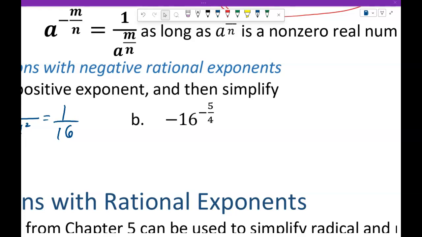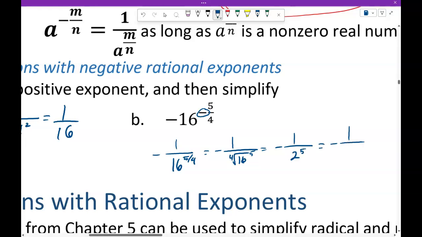Now here, again, pay attention, that negative is not part of that base. And so we'll use the negative exponent, and we'll say, okay, we have negative 1 over 16 to the 5/4 power. So we wrote the reciprocal of 16, which is 1 over 16. Our entire fraction is negative. So we have negative 1 over the 4th root of 16 to the 5th power, which is 1 over 2 to the 5th, which gives us 1 over 32.